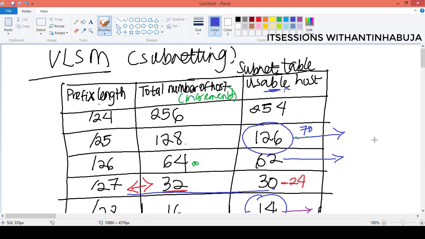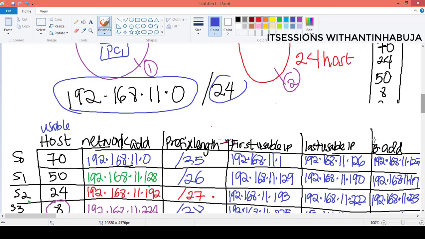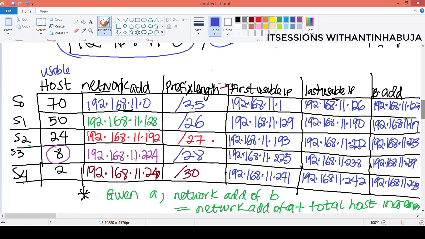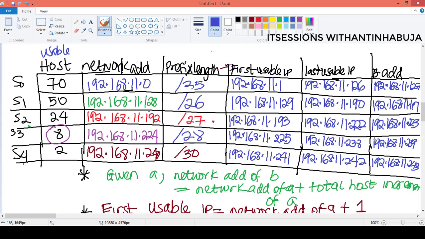For /25 is 128. And then when you deduct 2 from 128, it's 126. Remember, you divided 256 by 2, and that's how we got our 128. And you subtracted 2 from each to get your usable host. You had to subtract 2 because you removed your network and your broadcast address. The next thing is for you to know how to identify your network address. You draw a table where first you have your host, network address, and prefix length.